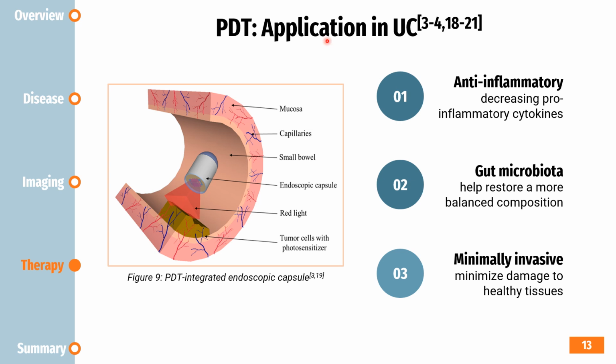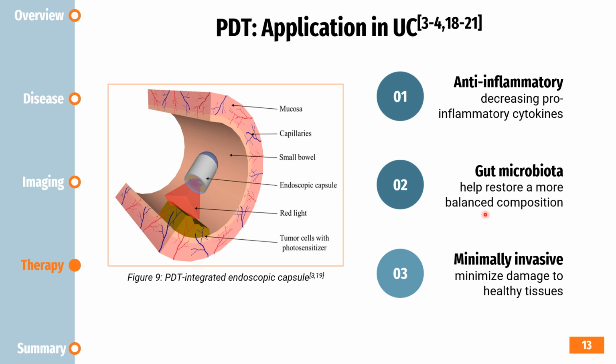First is anti-inflammatory effects. PDT helps reduce inflammation in ulcerative colitis by modifying immune responses. It lowers pro-inflammatory cytokines like IL-6 while increasing anti-inflammatory cytokines such as IL-10. PDT also influences immune cell behavior and signaling pathways like NF-kappa B, reducing colitis severity in animal models like mice.